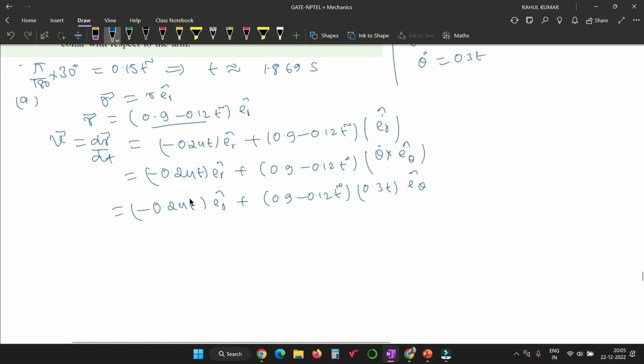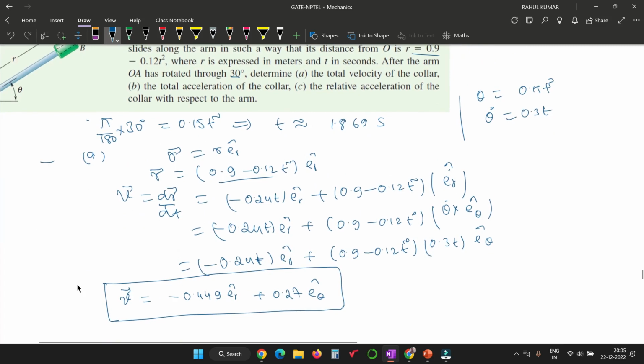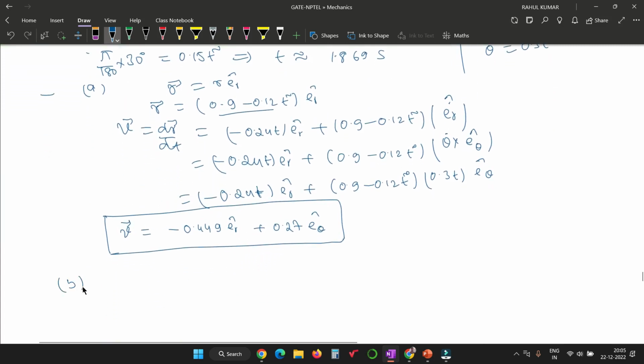Now put the value of t in this expression and you will get what? The value is 0.449 e_r plus 0.27 e_theta cap. This is the value of the velocity. So this is the solution for part A. What is the solution for part B?